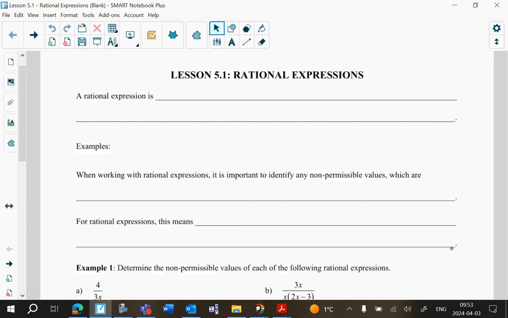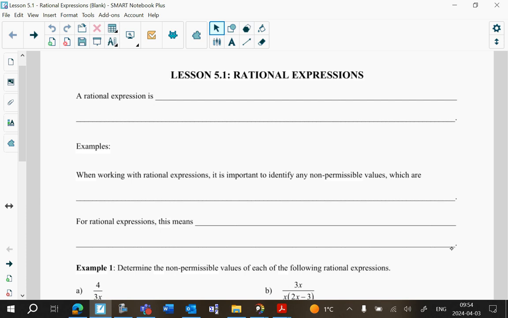There is going to be a lot of factoring in this unit, which is why I always harp on you, you really need to know your factoring, okay? Because a lot of what we do when we add, subtract, multiply, and divide rational expressions, and when we solve rational equations, which is what this unit is all about, they have to be in factored form.